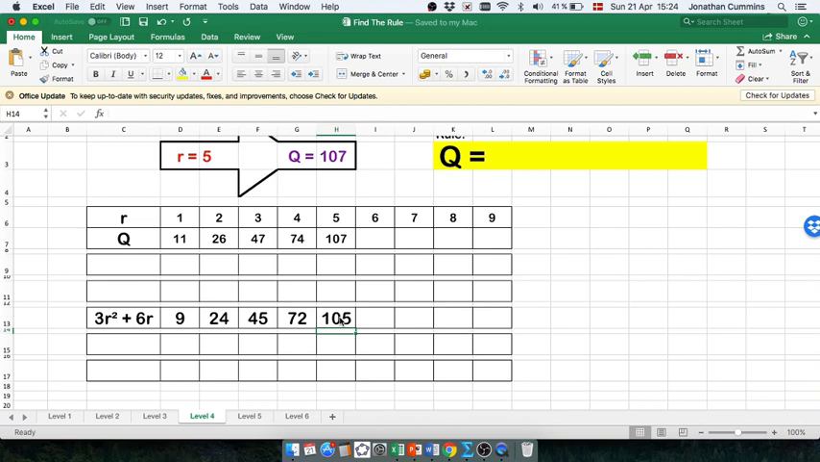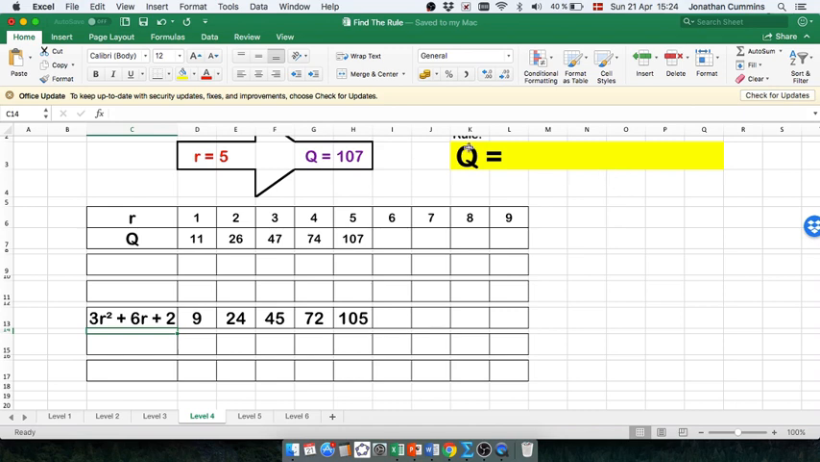That's still not the numbers we want, but we're very close now because we can see that we just need to add 2 to any of these numbers and we get the sequence we're trying to achieve. So the rule is in fact 3r squared plus 6r plus 2. Q equals, well, I can write it up there, 3r squared plus 6r plus 2. And then it would be 11 and 26 and 47 and 74 and 107.